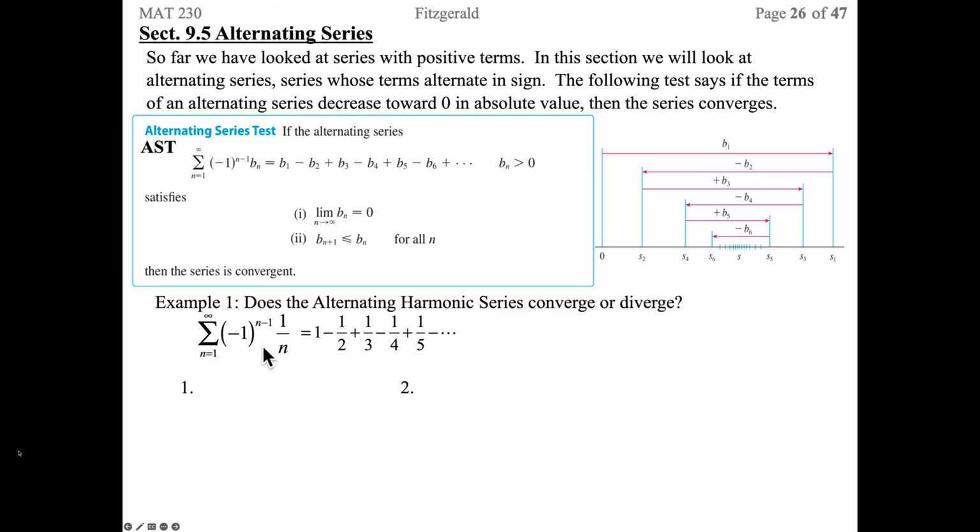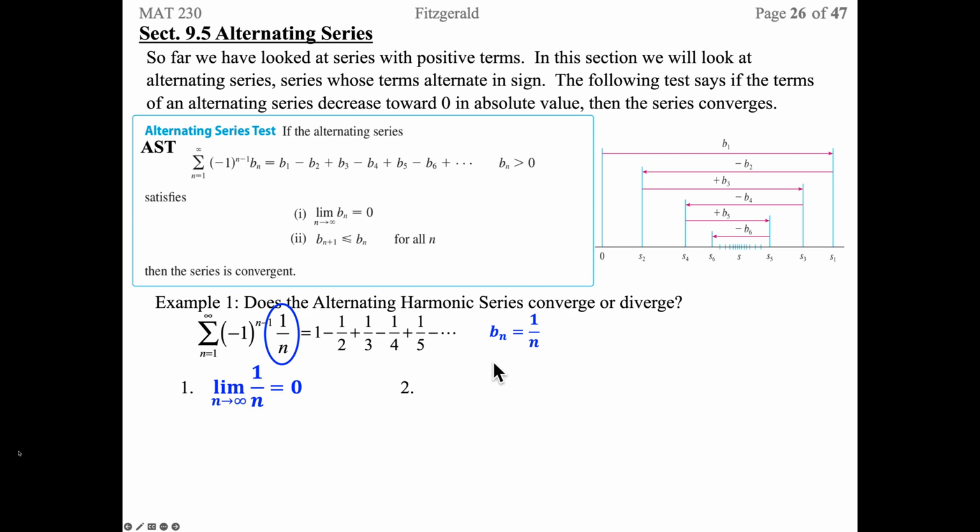So does the alternating harmonic series converge or diverge? So number 1, take the 1 over n, that's your b sub n. Let's take its limit as n goes to infinity. Yep, that's true. It's approaching 0. We're good.